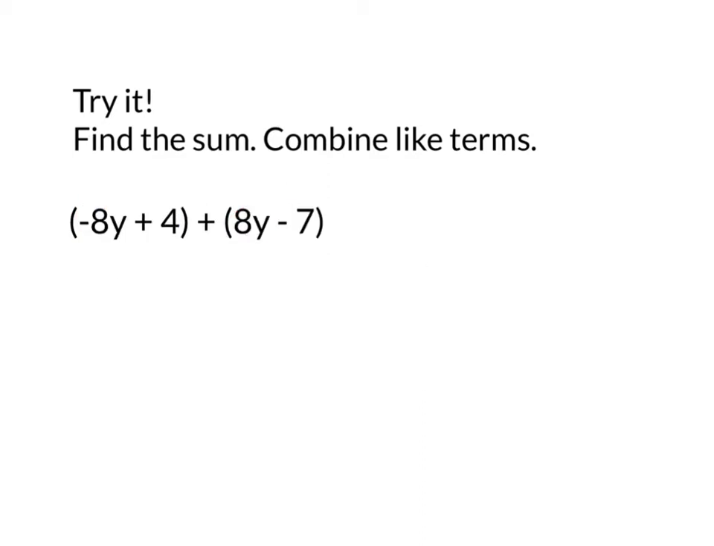Now try this expression. Find the sum by combining the like terms. Negative 8y plus 4 plus 8y minus 7. Go ahead and pause the video now to work through the problem, and then press play and we'll work through the problem together.